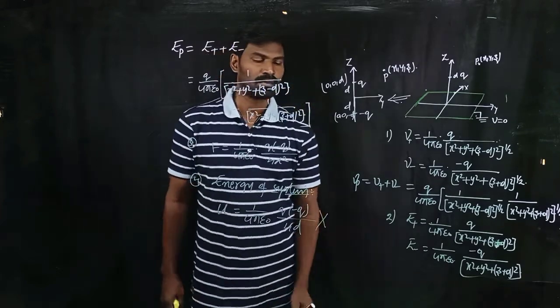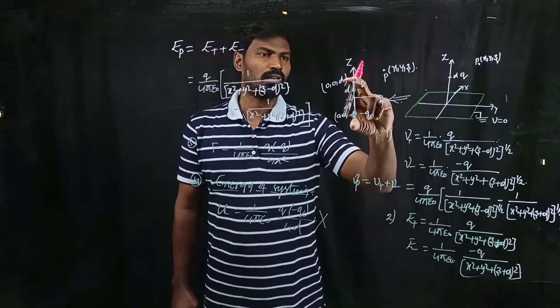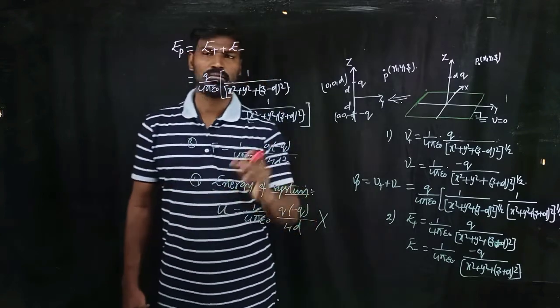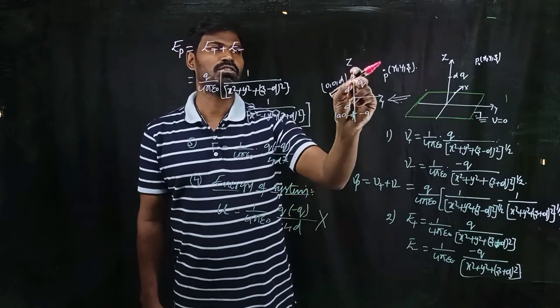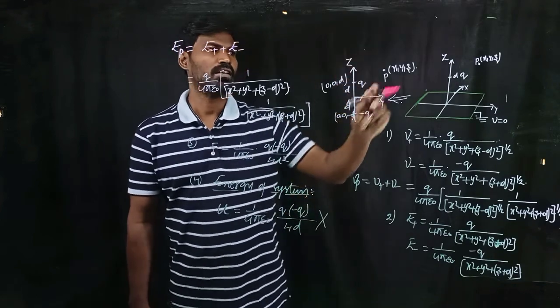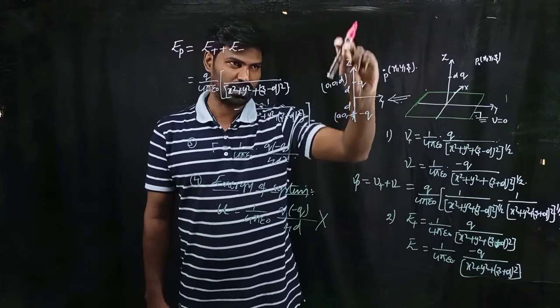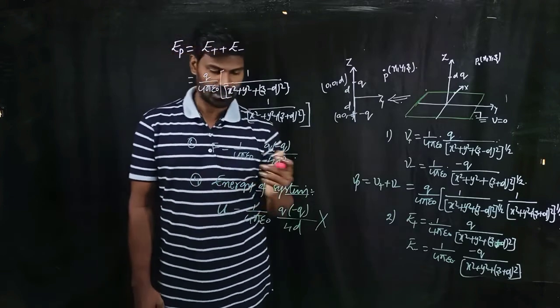Because if you want to talk about the energy of this system, instead of doing this, I am proceeding by the standard method. What is the standard method? Work done in bringing the charge from infinity to this point. So for mathematical simplicity, I'm bringing the charge along the z axis only instead of bringing it in an arbitrary direction.